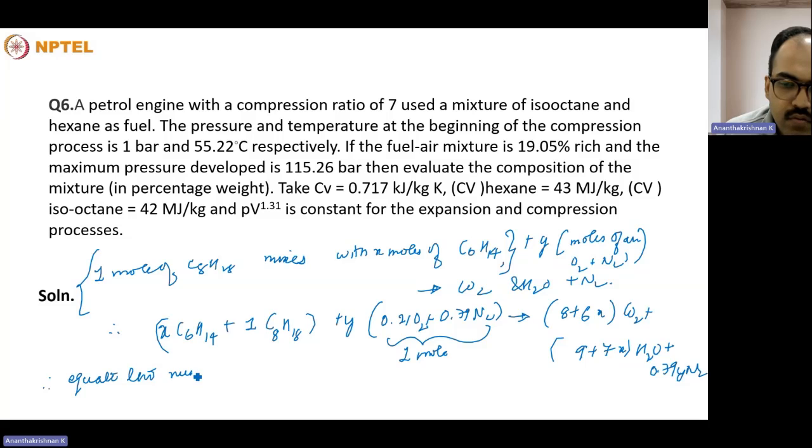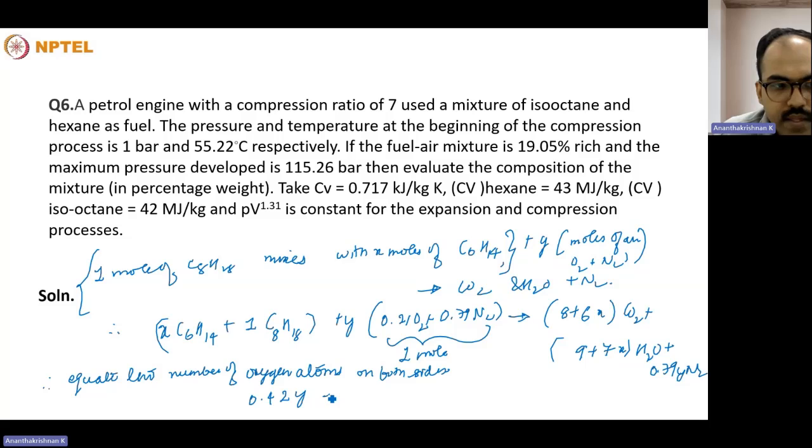Here we equate the number of oxygen atoms on both sides. So on the left hand side, 0.42 Y will be equal to 2 into (8 plus 6X) plus (9 plus 7X). That will give a reduced equation Y equal to 1 by 0.42 of (25 plus 19X).